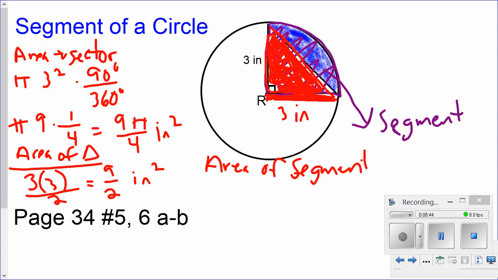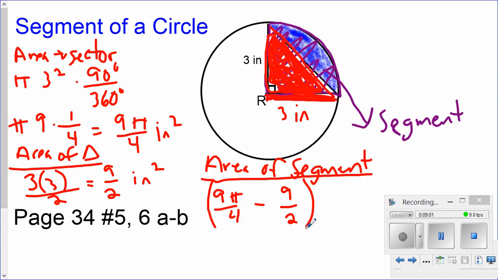So if I want the area of the segment, I'm going to take 9 pi over 4, and I'm going to subtract 9/2. And when I do that, that's my exact answer, first of all, that inches squared. That would be my exact answer, but I can certainly get a decimal approximation by typing that into the calculator.